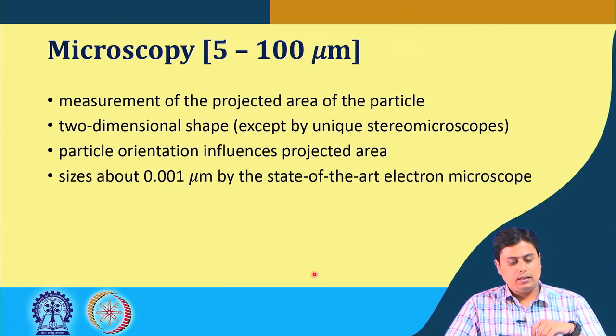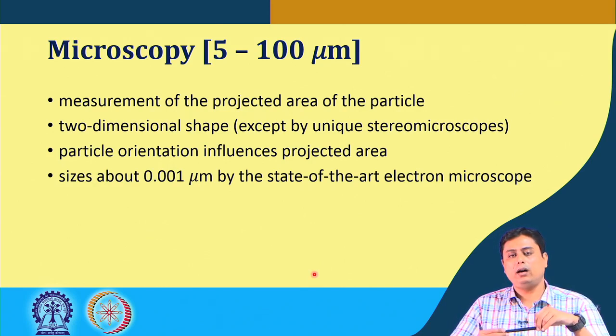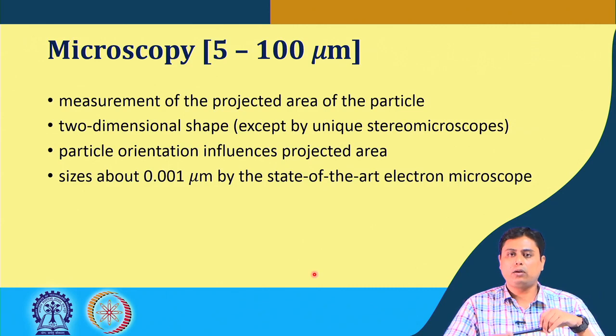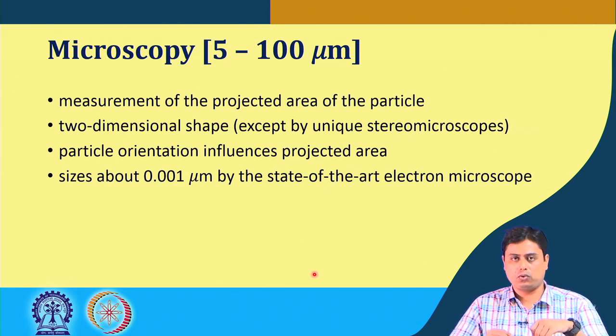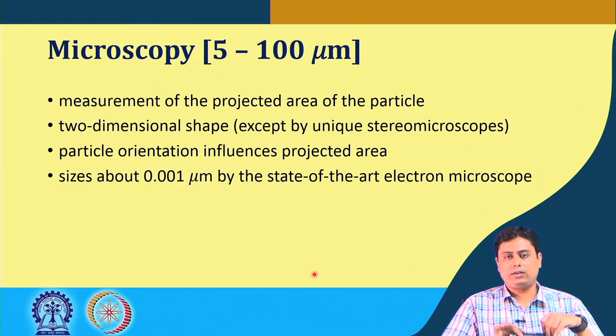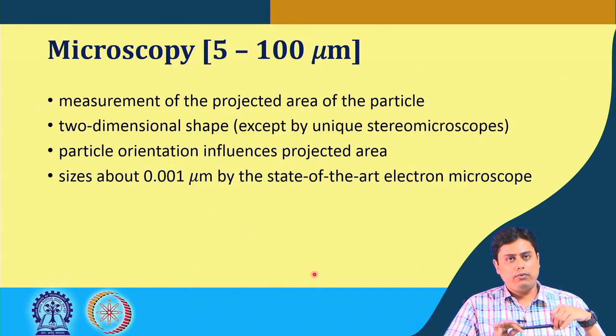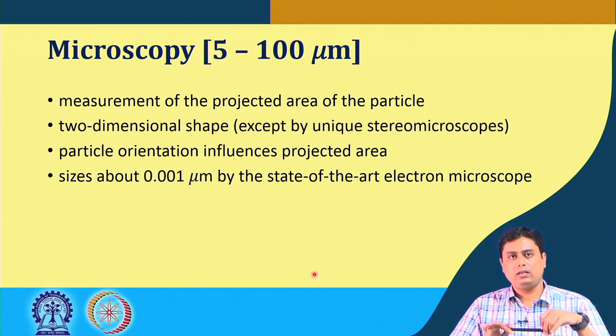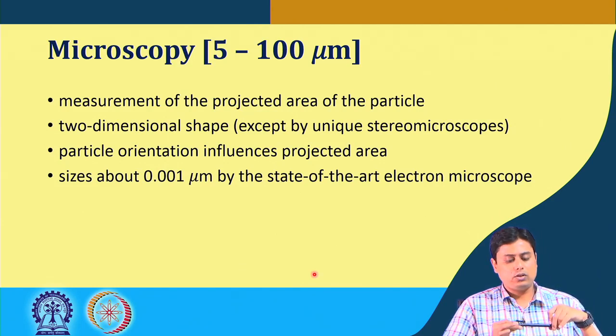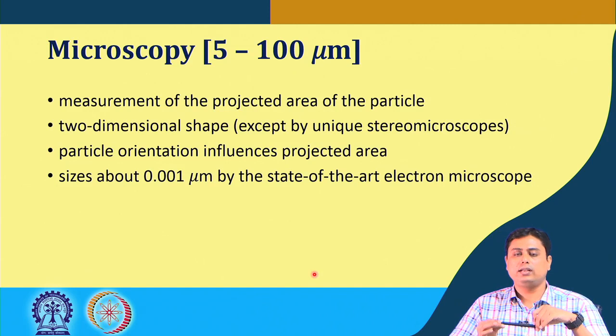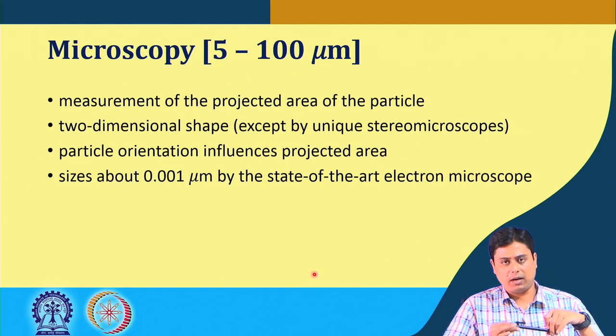By this method, sizes down to about 0.001 micron can be achieved, although in the heading I have mentioned that this technique is typically applied for 5 to 100 micron particles by a simple optical microscope. But if you have a state of the art electron microscope, you can reach very fine particle sizes, almost in the range of 0.001 micron, or let us say 1 nanometer size particles.